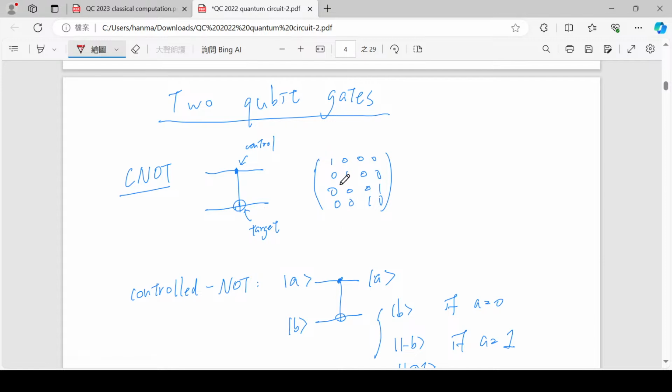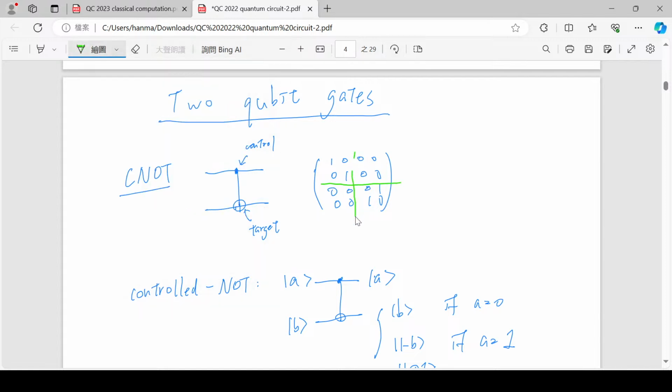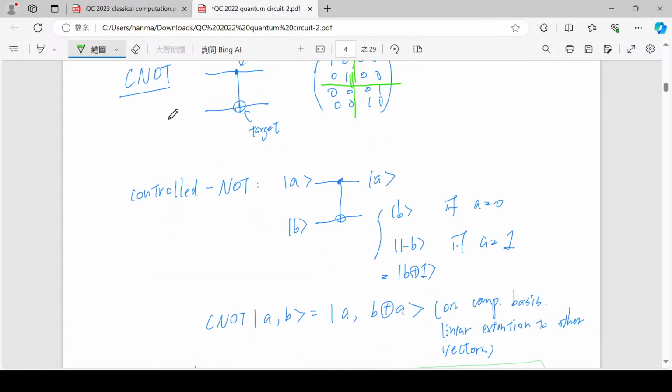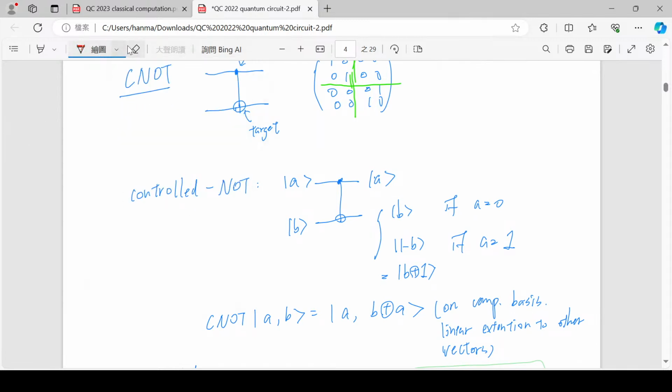So the matrix can be viewed this way, or block way. So it's like when the control qubit is 0, it does nothing, and when the control qubit is 1, you apply X on the target qubit. And so you can write what the CNOT gate does on the computational basis as this. So assume A, B are computational basis, so A is 0, 1 and B is 0, 1. Then you apply CNOT, what happens?